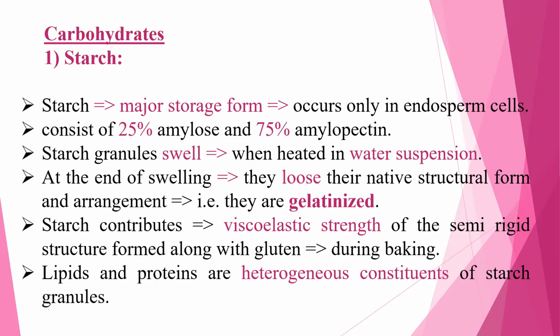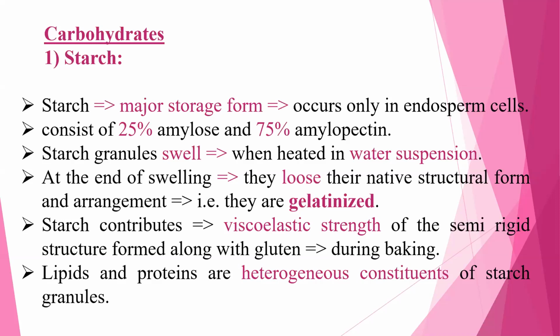Next comes carbohydrates. Its major portion is covered by starch, which is the major storage form of carbohydrate and exclusively occurs in endosperm cells. It consists of 25% amylose and 75% amylopectin. Starch granules swell when heated in water suspension. At the end of swelling, they lose their native structural form and arrangement. That is, they are gelatinized.